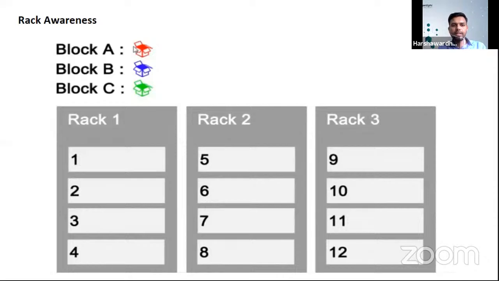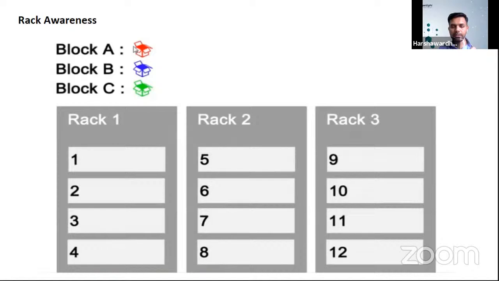Now consider there is one file for which we have 3 blocks. You can see on the screen, Block A, B, and C, purposely highlighted with different colors: red, blue, and green. Now answer this question quickly. If there are 3 blocks from that file, what should be the size of the file? The size of each block is 64 MB, so the size of the file should be 64 MB into 3, or less than that.